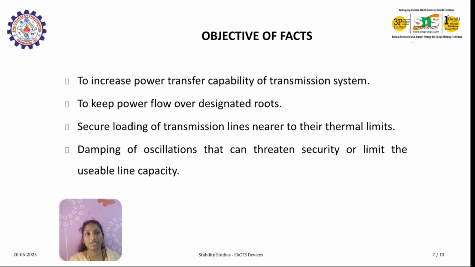So what is the objective of FACTS? Why do we have to use FACTS devices? It is to increase the power transfer capability of the transmission system, to keep power flow over designated routes, to secure loading of transmission lines nearer to their thermal limits, and to damp oscillations that can threaten security or limit the usable line capacity. So finally we are going to deliver efficient power to the customers.